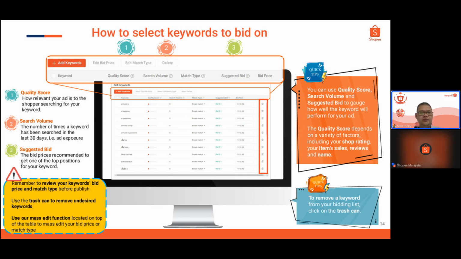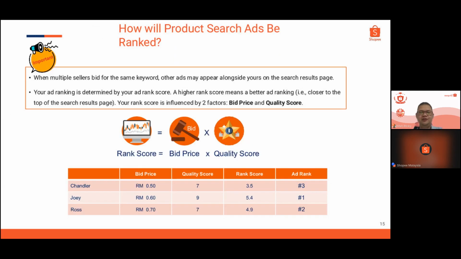And then there is another important formula we need to know. This one is our rank score. The formula is the bid price times the quality score. Bid price times quality score is quite important. When our ranking is higher, the buyers are able to see our product. Let's say you are at number one, of course everybody can see that. So these are quite simple things.